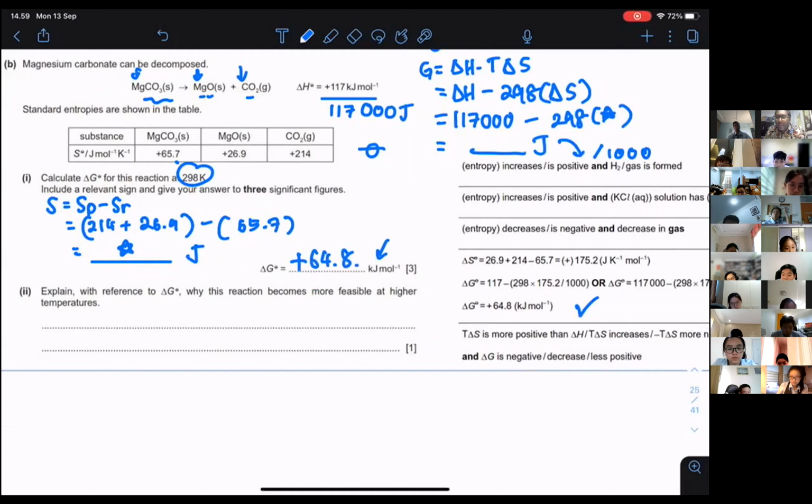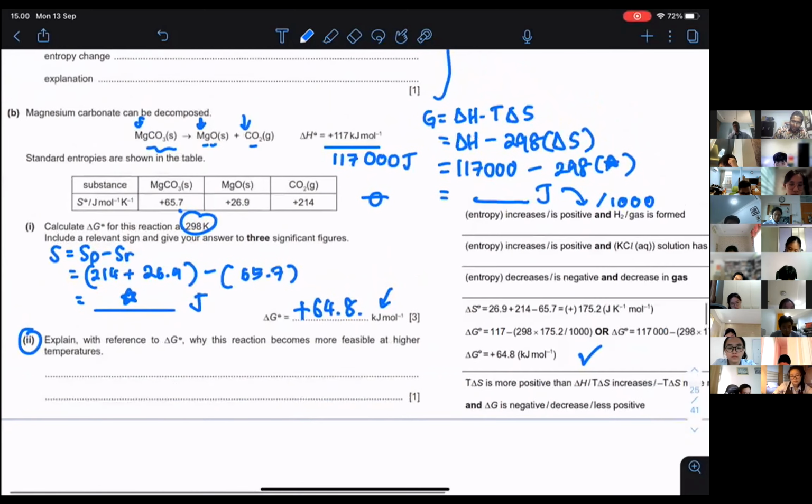What does it mean? This reaction is non-feasible at 298, or non-spontaneous at 298. Please remember you need to mention the temperature. Now, the question over here will explain why we learn about the quadrant. I'll teach you why we learn about that quadrant.